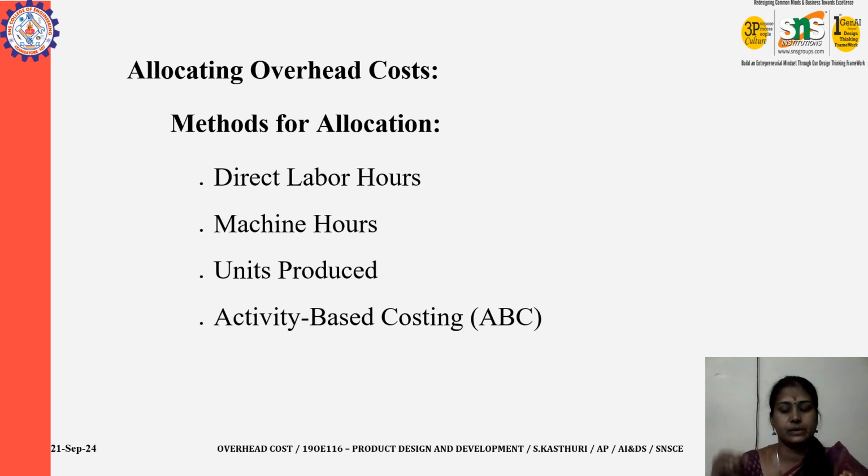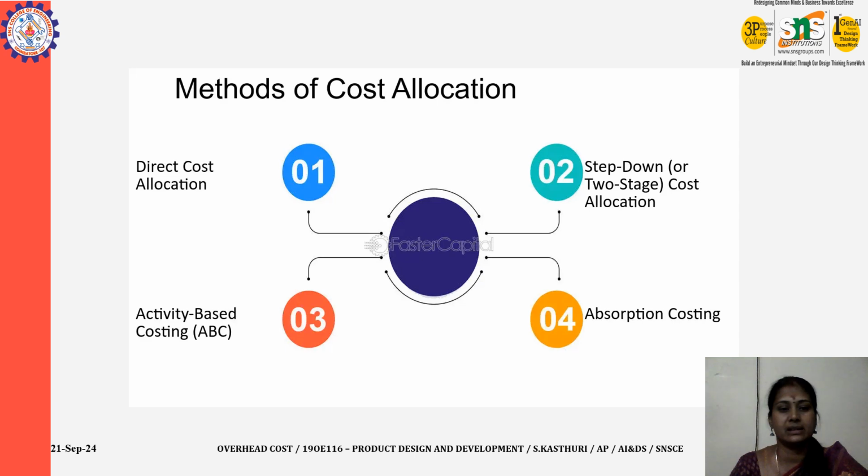Units produced: allocate overhead cost evenly based on the number of units produced. This method is used when each unit produced requires similar amounts of overhead support. Activity based costing, which is ABC, is a more detailed method that assigns overhead costs based on the specific activities that incur them. For example, cost of setup time, inspection, material handling. ABC provides a more accurate allocation and is especially useful in complex production environments.